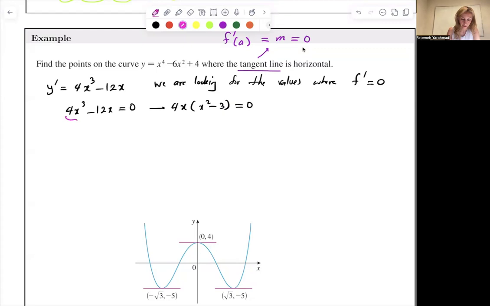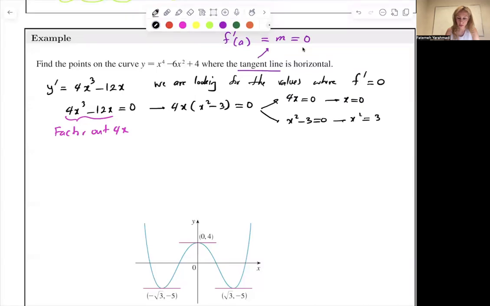Basically here, I factor out 4 times x. So how do I solve this equation? To solve this equation, you set 4x equal to 0, x becomes 0. Then set x squared minus 3 equal to 0. X squared is 3. So you end up with two solutions here. X becomes plus and minus square root of 3. So including 0, we have 3 solutions.